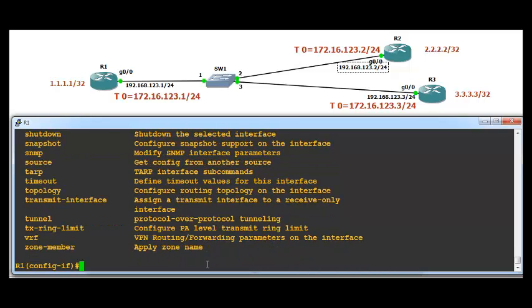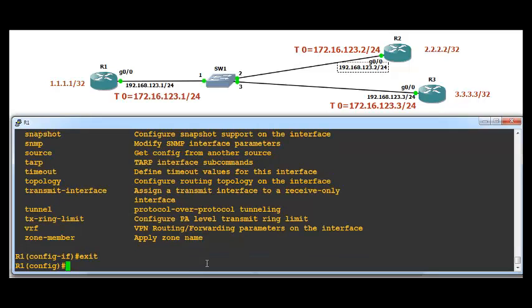What is next? Let me quickly check what all we did. Do show run interface tunnel 0.